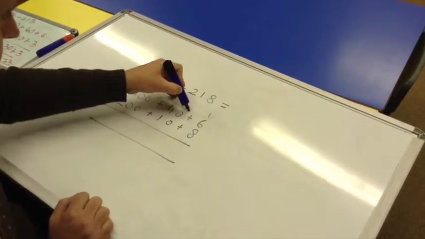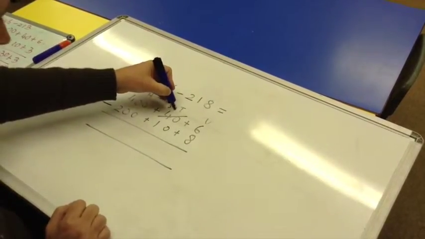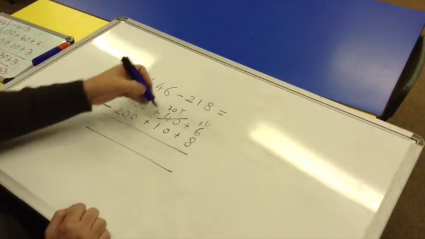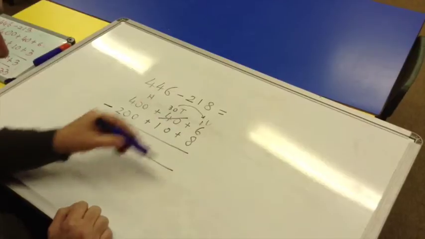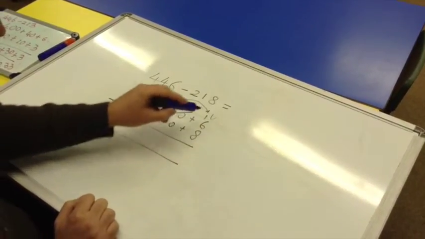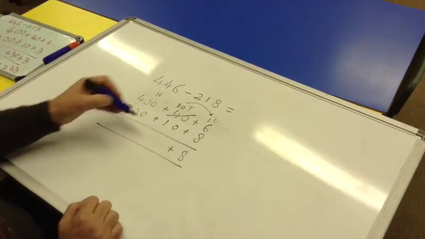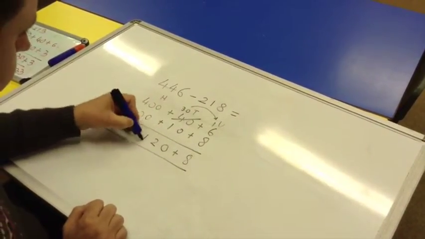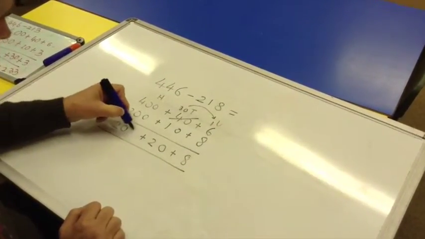So I'm going to cross out the 40. I'm going to take a 10 off so it turns to 30, and then I'm going to take a 10 across. So this now becomes 16. So now I can take 8 from 16, which is 8. I can take 10 from 30, which is 20. And I can take 200 from 400, which is 200.